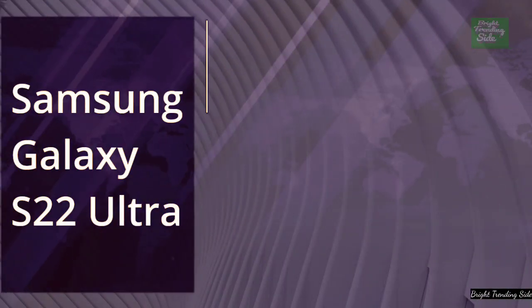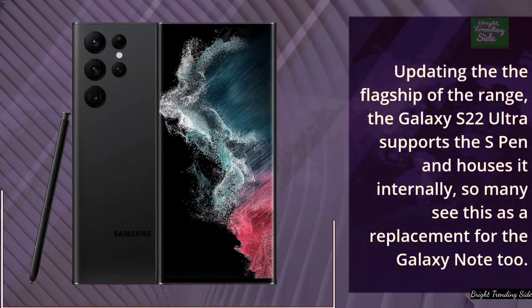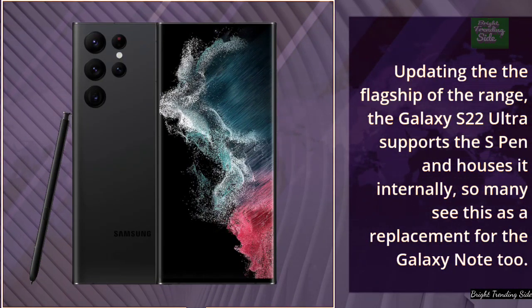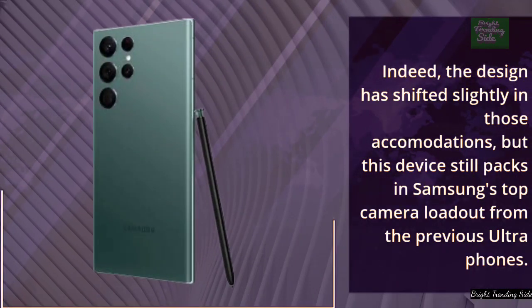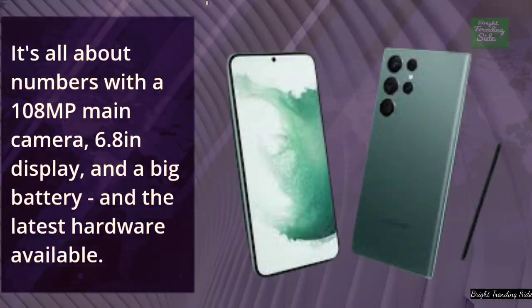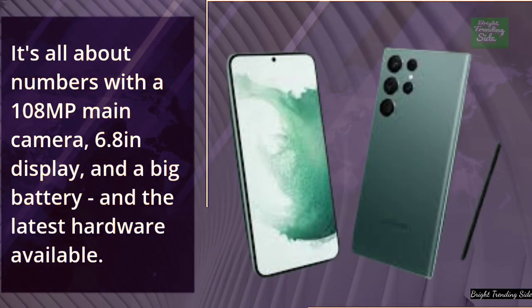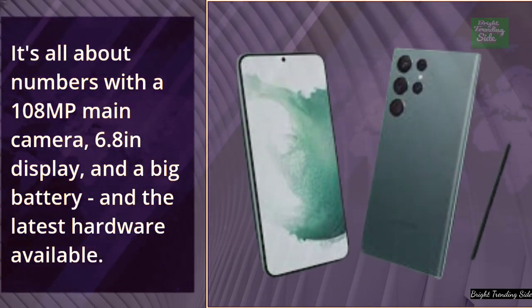Samsung Galaxy S22 Ultra. Updating the flagship of the range, the Galaxy S22 Ultra supports the S Pen and houses it internally, so many see this as a replacement for the Galaxy Note 2. Indeed, the design has shifted slightly in those accommodations, but this device still packs in Samsung's top camera loadout from the previous Ultra phones. It's all about numbers with a 108MP main camera, 6.8 inches display, and a big battery, and the latest hardware available.